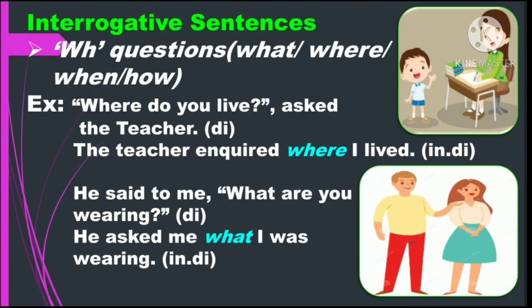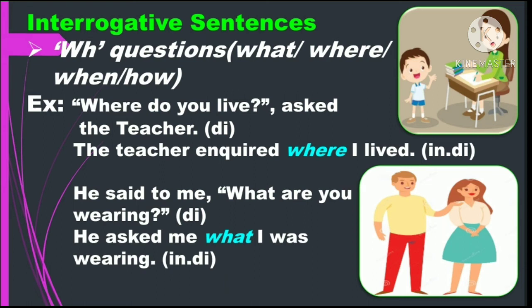And the next one is interrogative sentences. No conjunction is used if a sentence in direct speech begins with a question word like what, where, when, how, that is, a WH question, as the question word itself acts as a joining clause, or the question word itself functions as a conjunction.